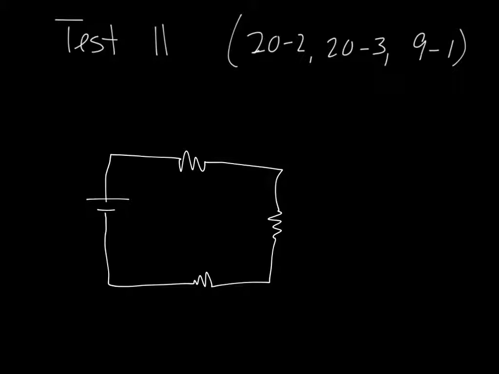The battery supplies 9 volts. The first resistor is 2 ohms. The second is 3 ohms. The third is 5 ohms. Now, I just arbitrarily came up with these numbers. You can do the same.